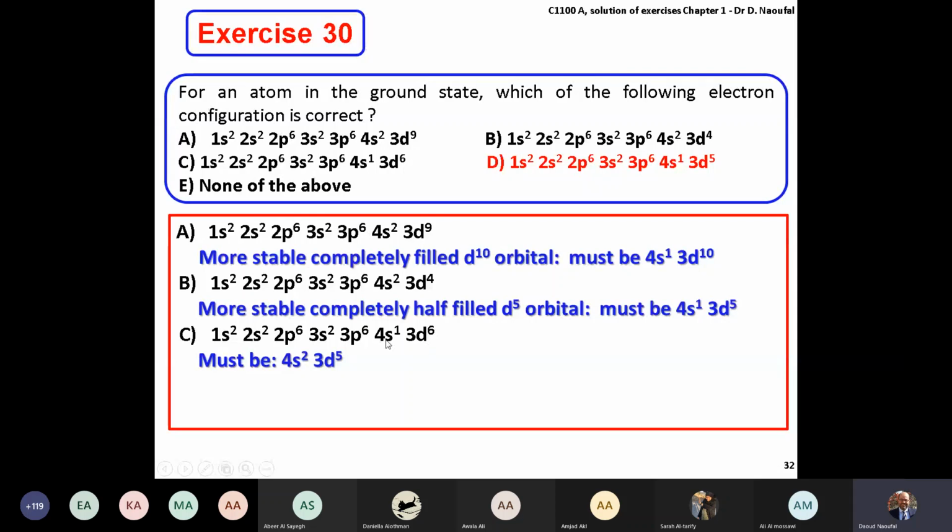Or in other words, I excite one electron from 4s to add on d. So this is not the electronic configuration at the ground state. At the ground state, the electron should return to its normal position. So this is 4s2, 3d5. So C is incorrect. We pass to D: 1s2, 2s2, 2p6, 3s2, 3p6, 4s1, 3d5. This is acceptable since d5 is half filled and this is the rule of half filled. So D is correct. The answer is D.